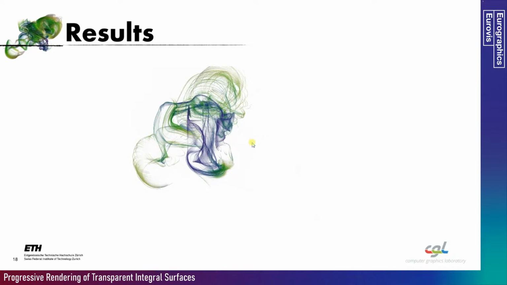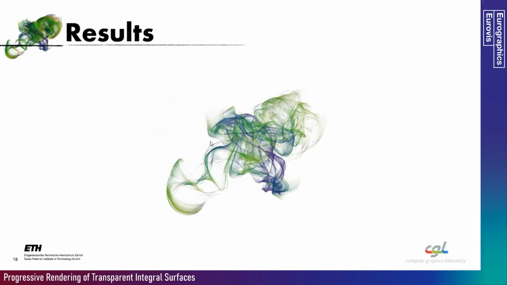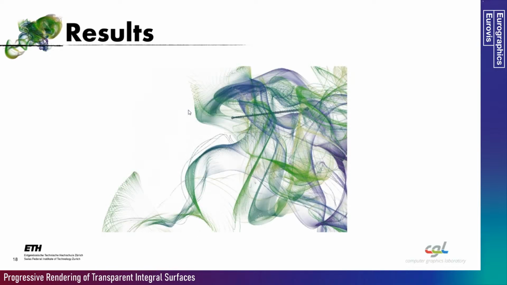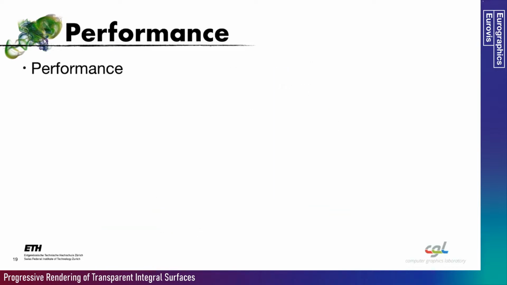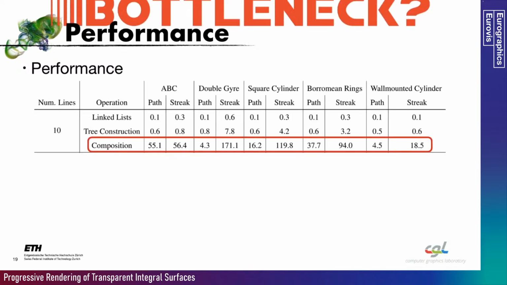Our algorithm ensures transparent intermediate results as preview at every step. Users can interactively explore the flow or analyze the results on the fly. We also test the time taken for each individual pipeline step for all the datasets used in this paper. When rendering 10 lines per frame, the composition step takes the longest time.